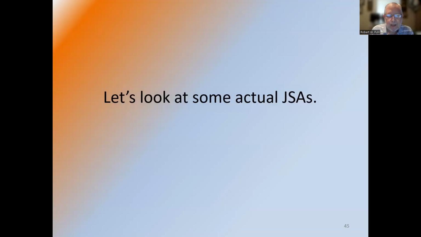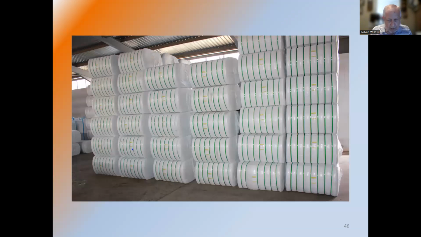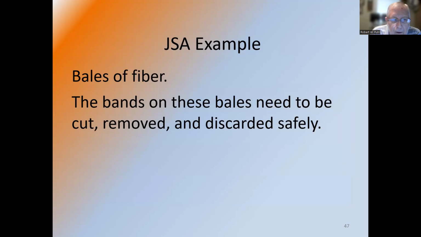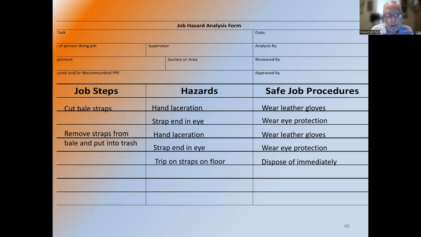So let's look at some actual JSAs here. These are bales of fiber, taken in a warehouse in California. These bands have now been changed to plastic, but they were metal bands at one time. You can see that they're under a lot of tension. See how tight they're pulling this. In the fiber processing plant, every one of these bales needs to be opened up and the fiber pulled out and processed. So the bands on these bales need to be cut, removed, and discarded safely.